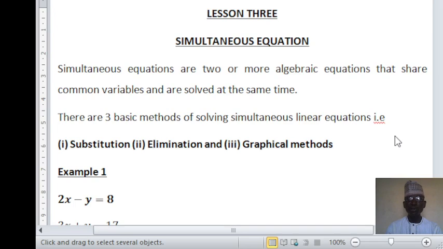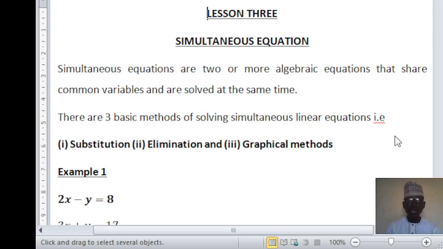We are going to treat simultaneous equations. Now, what are simultaneous equations? Simultaneous equations are two or more algebraic equations that share common variables and are solved at the same time. I repeat, they are solved at the same time, simultaneously, concurrently.